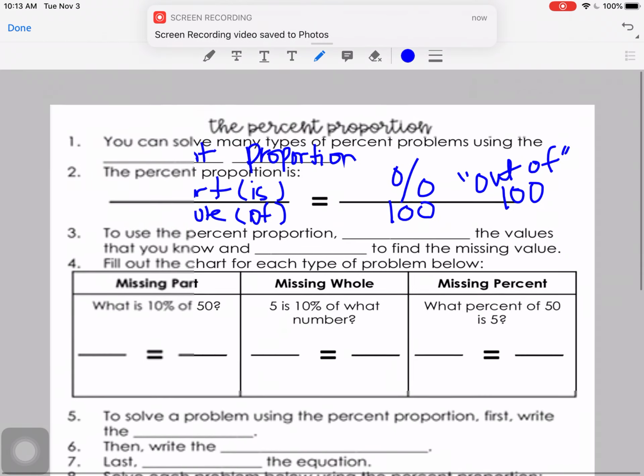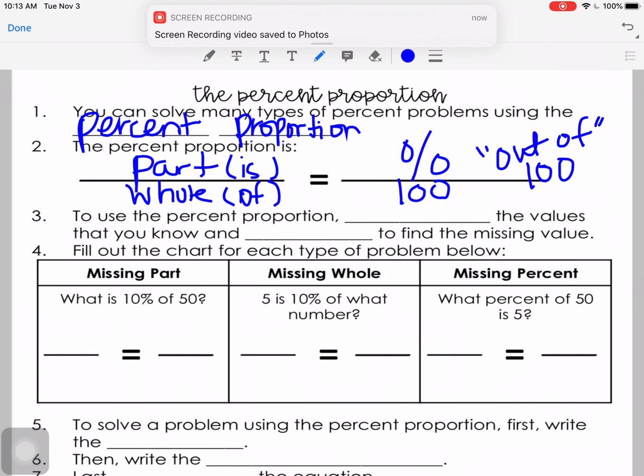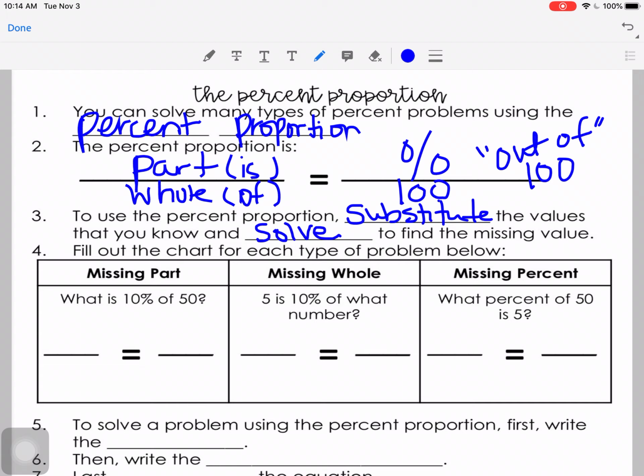All right. So to use a percent proportion, we're going to substitute, which means replace the values that we know, and solve to find the missing value that we would show using a variable x or any letter except for the letter O. So let's fill in the chart for each type of problem below.